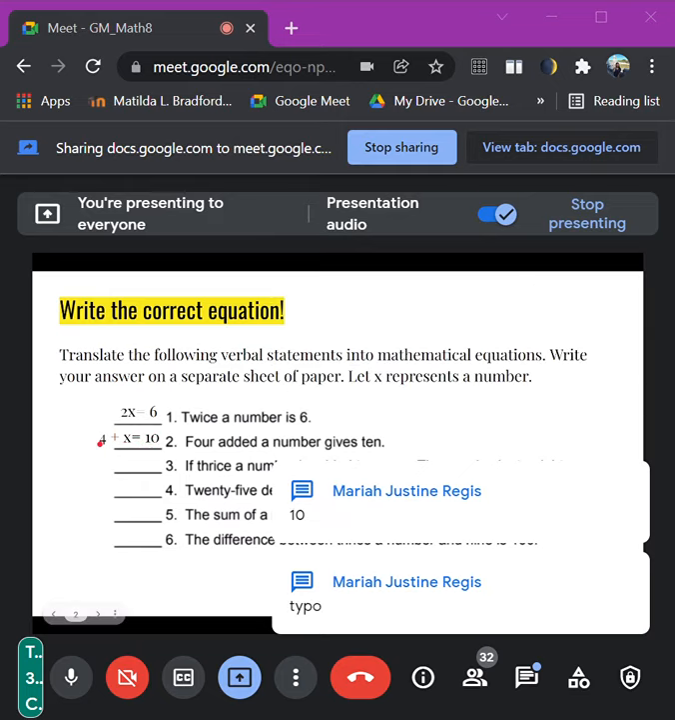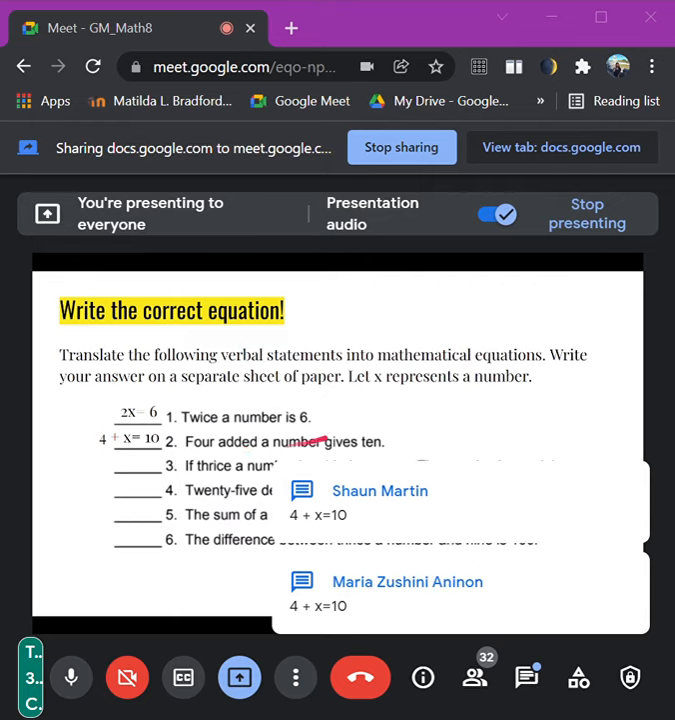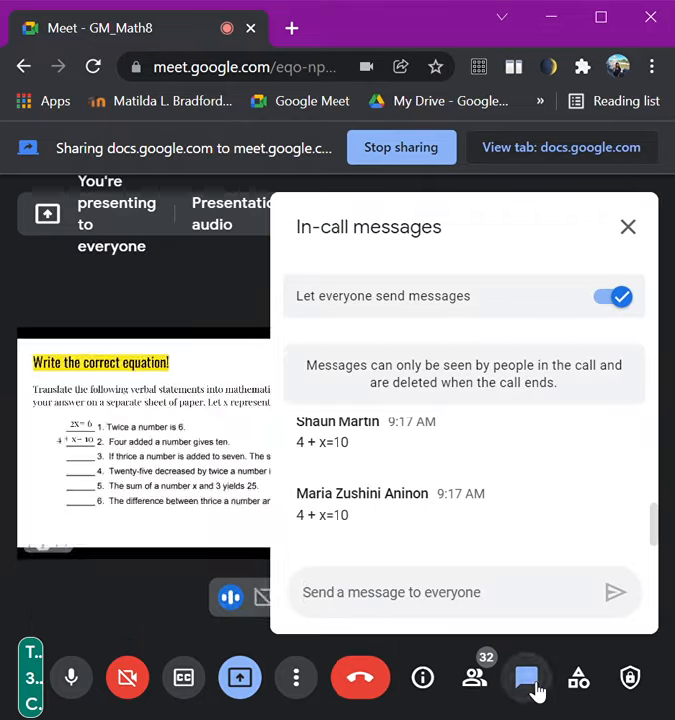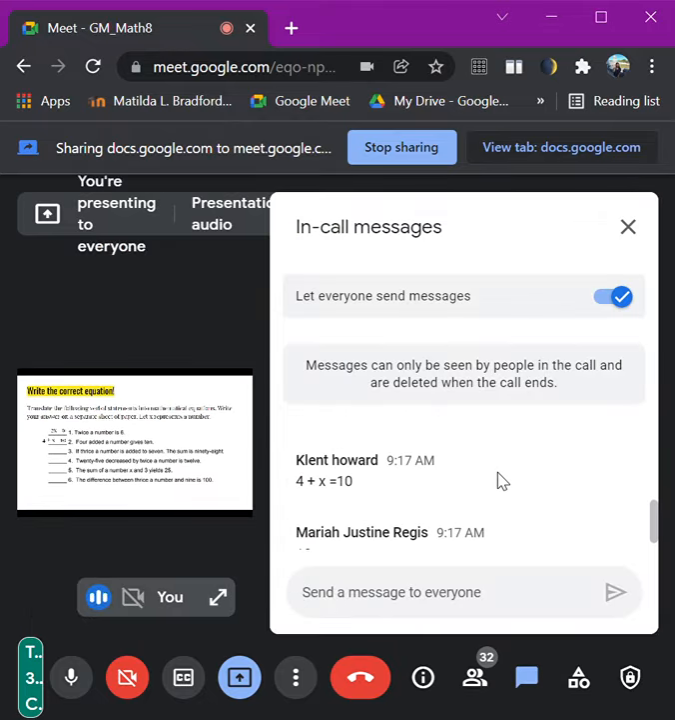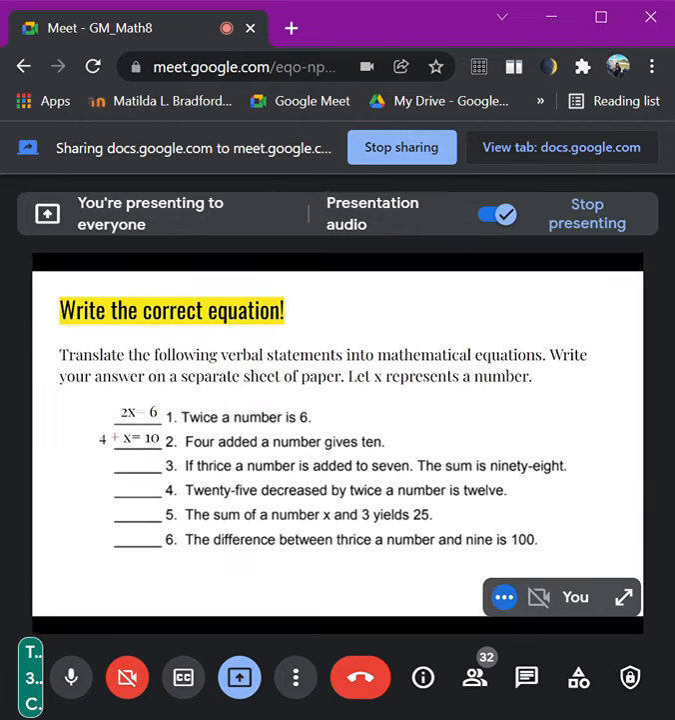So you have there 4, and then the word added, diba added is plus. And then a number is our x, and then equals to 10. Okay, very good. So far there are those who got it, right? That's great. Now, do you have any questions, class, for number 2?